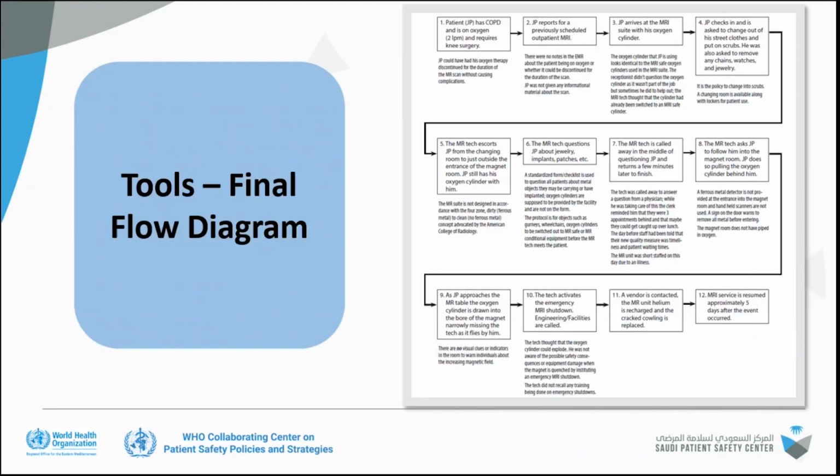We will move now to the tools used in doing the RCA. I've talked previously about the SPSC tool, but it's not mandatory to use the SPSC tool. You have multiple tools. You can use whatever you're comfortable with and helpful for you.